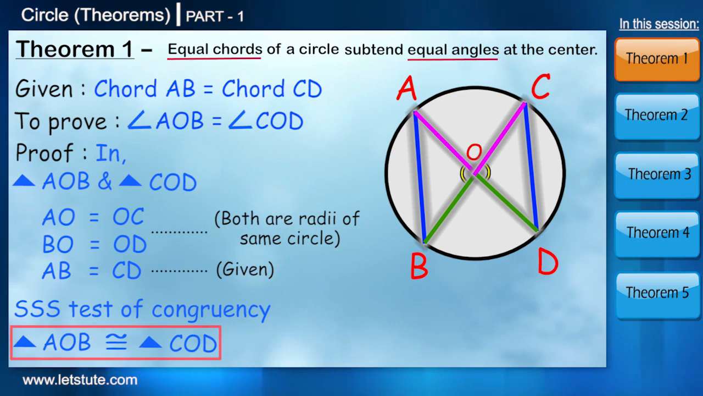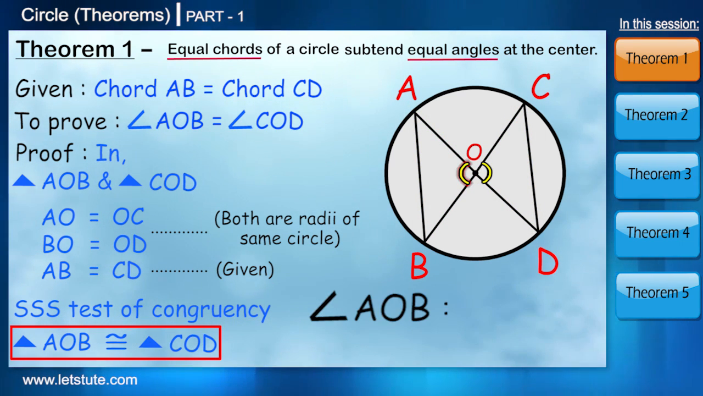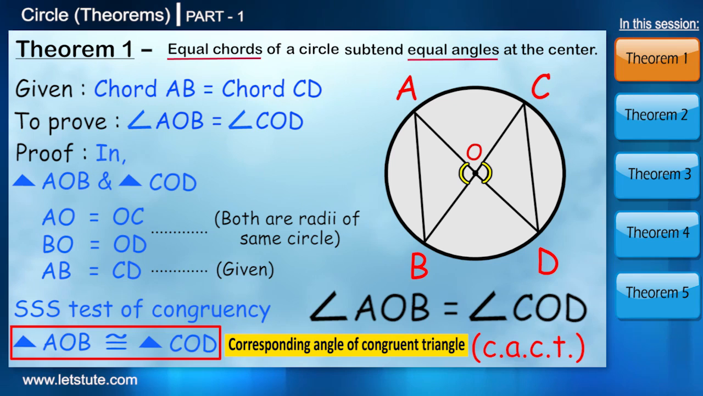Now, if the triangles are congruent, which means that they are equal in all the aspects, so we can say that angle AOB is equal to angle COD, which is nothing but a corresponding angle of congruent triangles. Now, let's see the converse of this theorem.